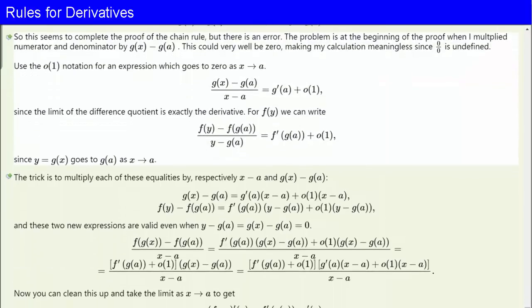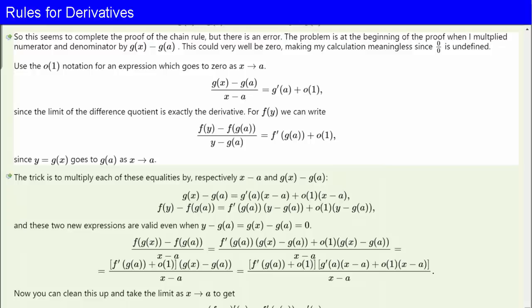So this seems to complete the proof of the chain rule, but there is an error. The problem is at the beginning of the proof, when I multiplied the numerator and denominator by g of x minus g of a. This could very well be 0, making my calculation meaningless since 0 over 0 is undefined. There are several ways to fix the proof, all of them quite tedious and not very enlightening at this stage in your career. If you want to skip the next argument, that is perfectly okay.